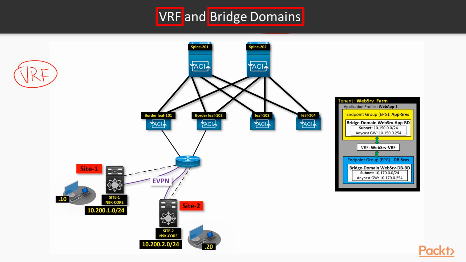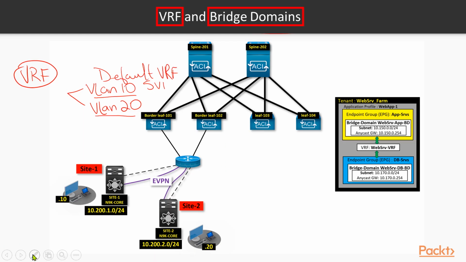Let me give you this example. We have VLANs, and this is on the traditional side. So we have VLAN 10, we have VLAN 20. In order for us to communicate between those two, we need to either leave the switch virtual interfaces on the default VRF, or you can designate a different, specific VRF for them.